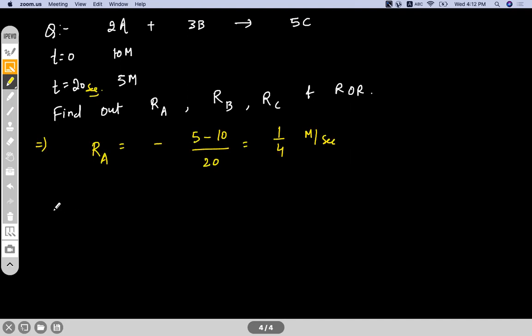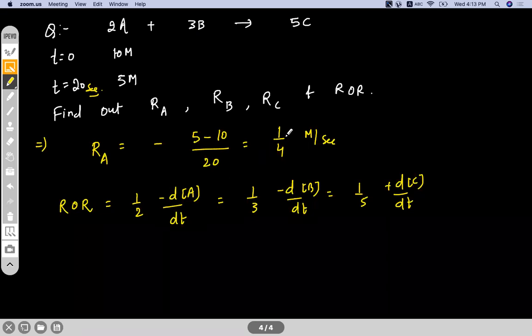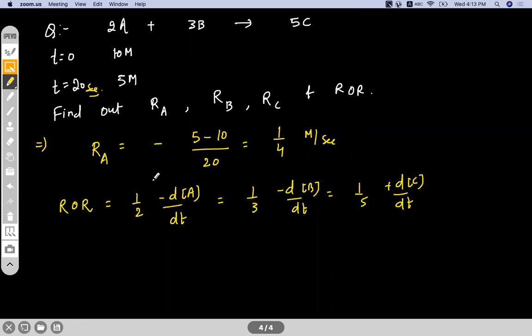Similarly, we can write for this reaction, ROR is equal to 1/2 times minus dA by dt. This expression we can write is equal to 1/3 times minus d concentration of D by dt, and then we have 1/5 times plus d concentration of C by dt. So minus dA by dt is given as 1/4, right? Rate of A is minus dA by dt.